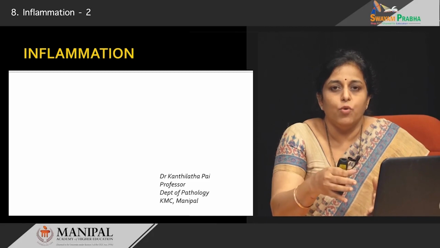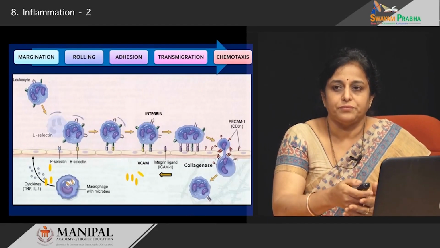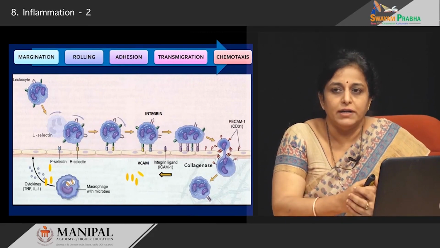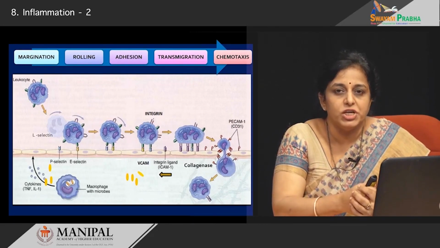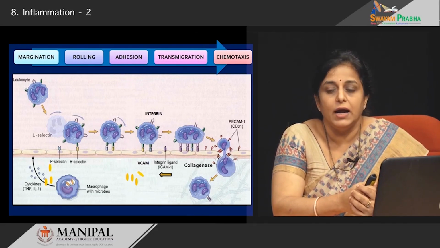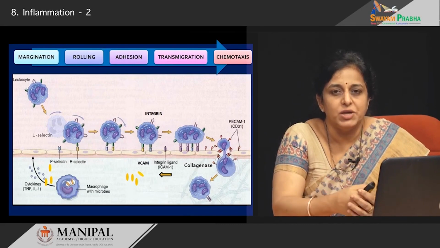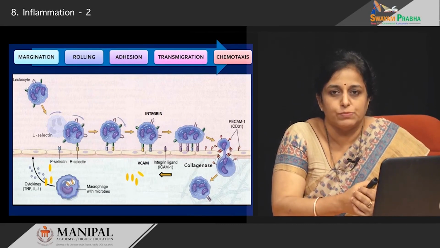So, we learn a bit more in detail about this process of phagocytosis. So, this is what we learnt in the last class. The steps were margination, rolling, adhesion, transmigration and chemotaxis. And we also learnt about the various adhesion molecules that are involved in this process.